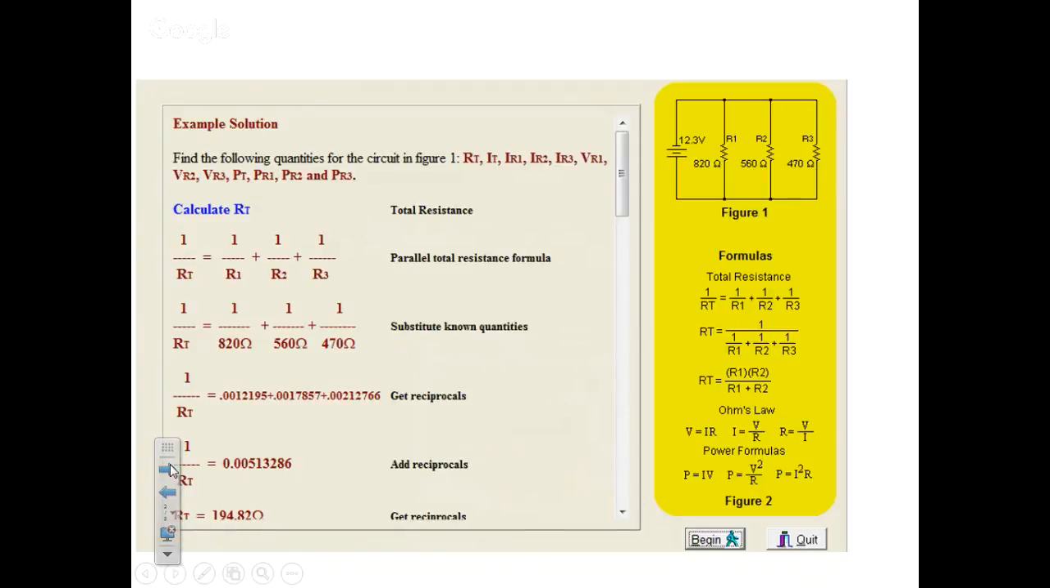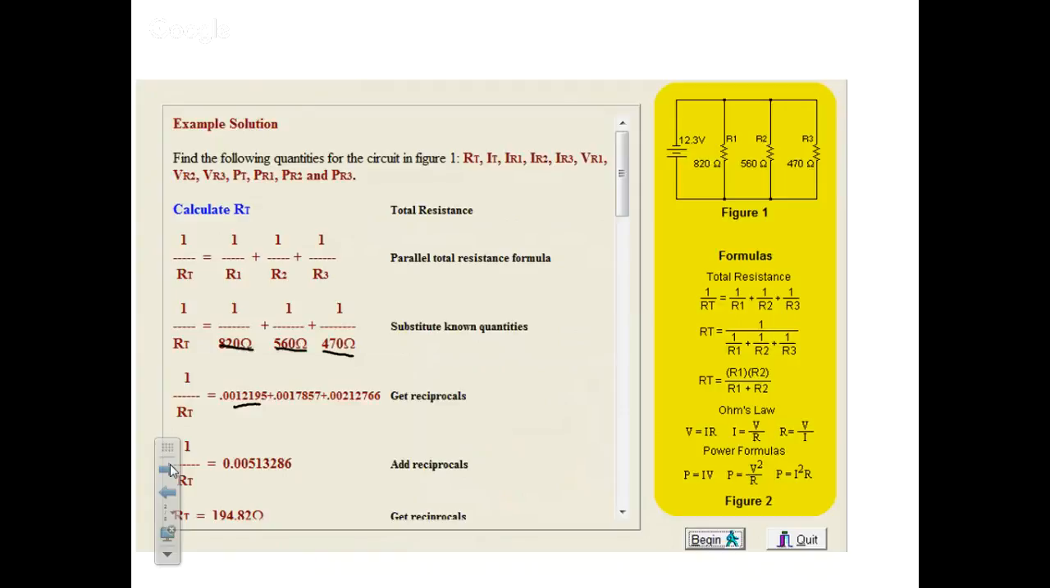So here I have a sample circuit, and if we want to calculate total resistance, our formula is 1 over RT equals 1 over R1 plus 1 over R2, etc., depending on how many you have. So in this example here, we are going to calculate 1 over 820, 1 over 560, and then 1 over 470, okay? And once we do that, we come up with these values below here, all right?